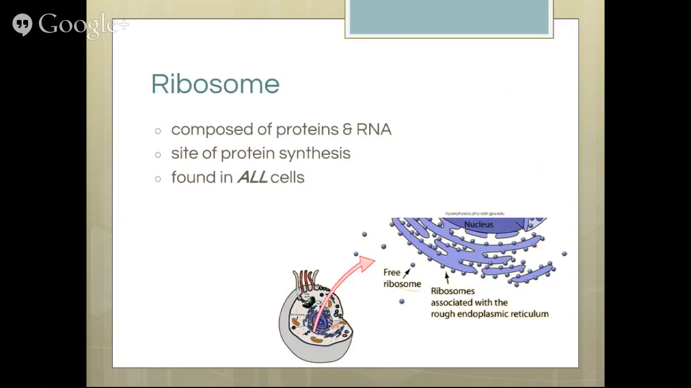These are found in all cells, like I said before, both prokaryotes and eukaryotes. They're found in plant, animal, viruses. Every type of cell has to have ribosomes.